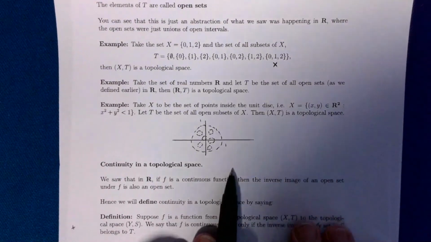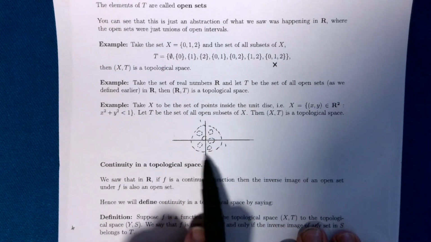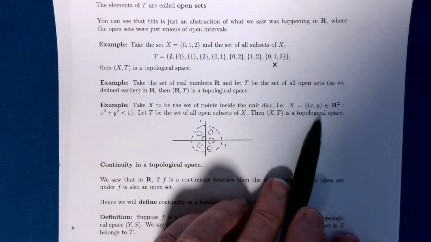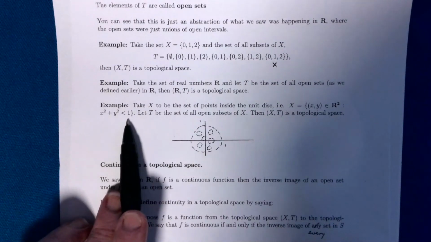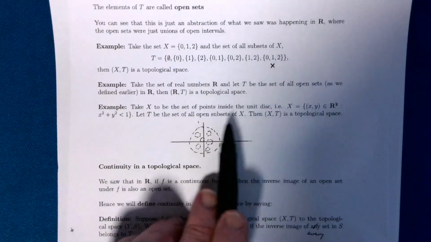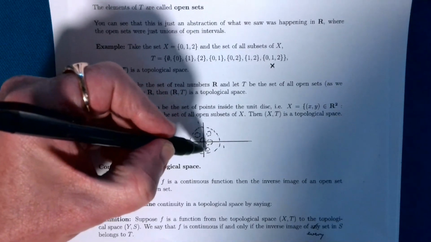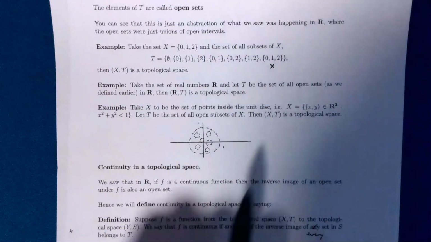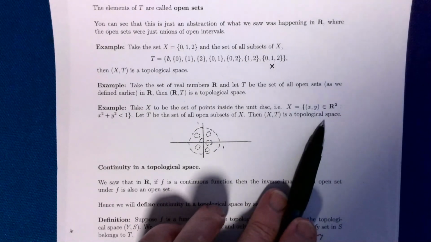We can extend this to 2 dimensions. We take X now to be the set of all points inside the unit disk. So this is an open disk. X is the set of all points in the plane where x squared plus y squared is less than 1. So that's all the points in here. We take T to be the set of all open subsets of X. That is, all these little open disks, any little open disk you can draw inside your set X. We'll take that as my set T. And then this pair will give you a topological space.